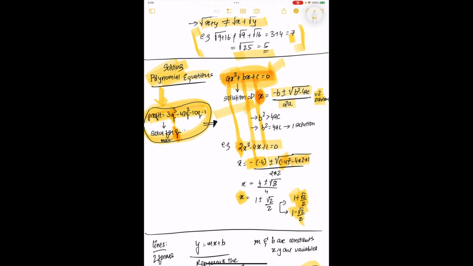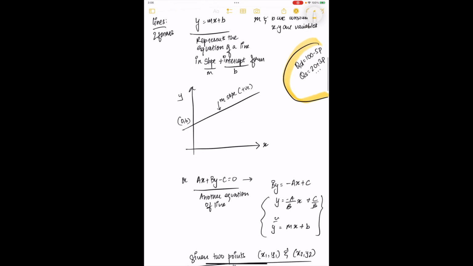This general form assumes b squared is greater than 4ac, because that's when you can take the square root. If b squared is equal to 4ac, then there's only one solution, right? So solving polynomial equations will help us in future when we maximize profits and want to solve for quantity, for example.